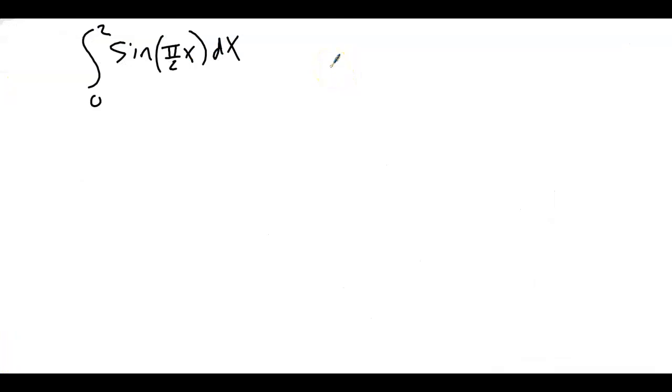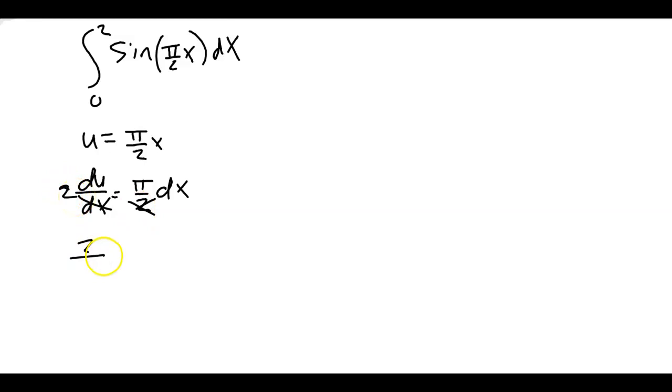Okay, so first of all, notice that we have an inside function, which means that we're going to be doing some u substitution. My u is pi over 2 x, which means that du over dx is going to be pi over 2. And then as we get the dx by itself, the first thing I would do is put the dx on the other side. And then I'd move the 2 to the other side. And then finally I would divide by pi. And I end up with that if I want to get dx by itself.